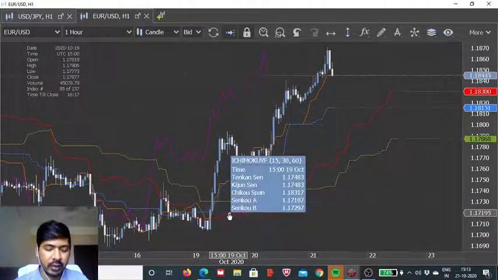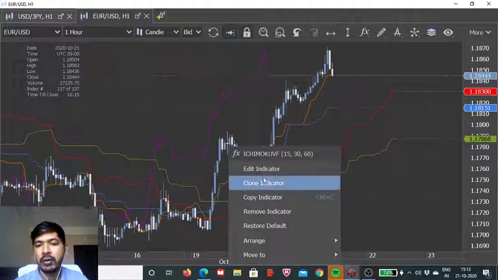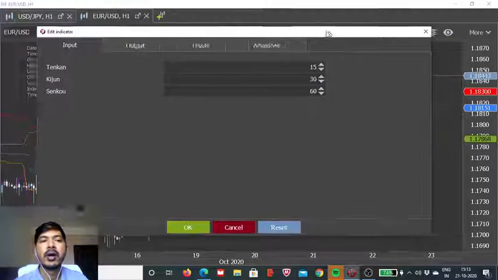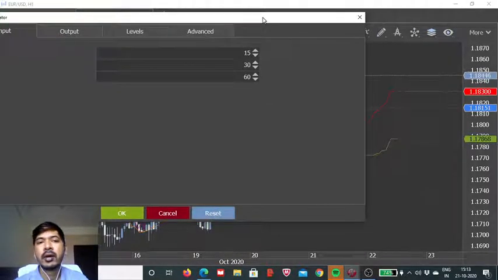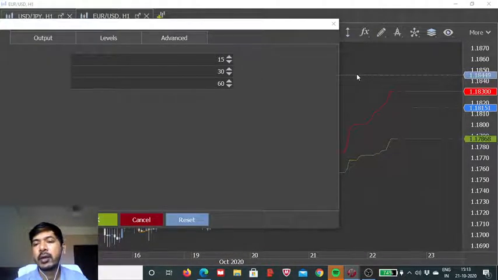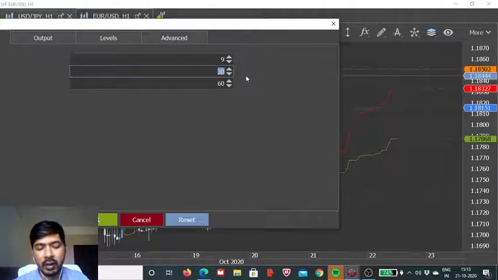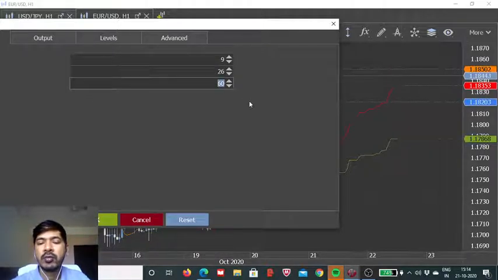So let us restore the default values, as we will have to run the various tests on the historical data to figure out the possible combination which will give us the best possible combination for these lines.